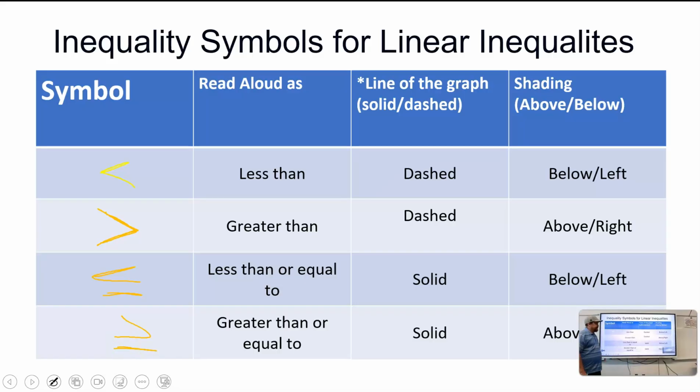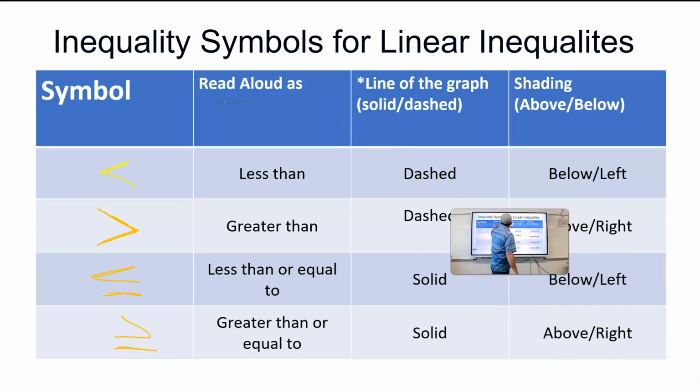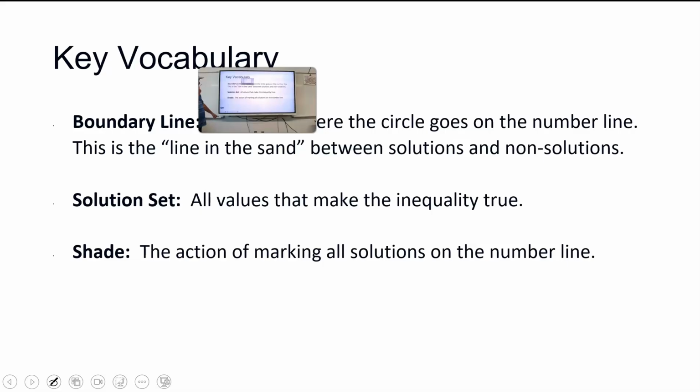And then if it is below the graph or to the left of the graph, then we know it's less than. If it's above or to the right of the graph, we know it's going to be a greater than. So let's take these and apply them into our assignment.